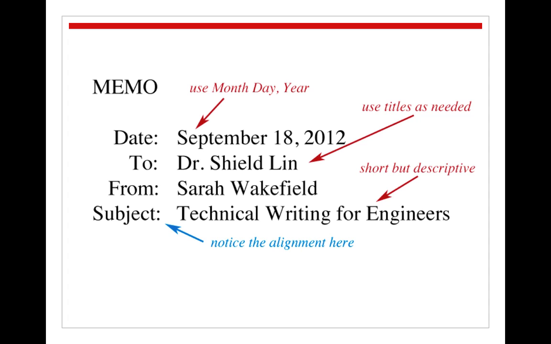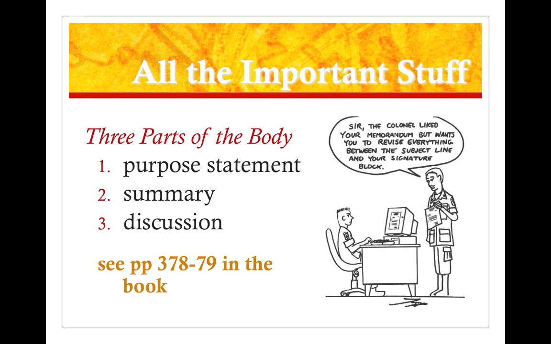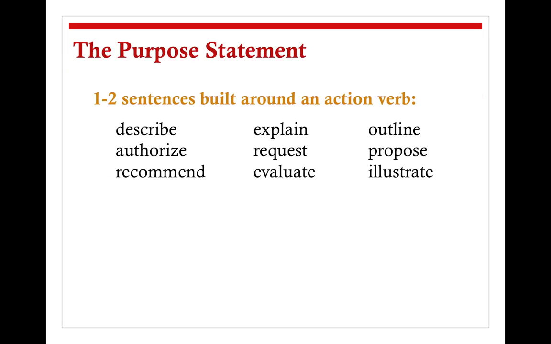Once you've done your heading block, it's time to move on to the body of the memo. It starts with a purpose statement, then you have your summary, and finally your discussion. Please refer to pages 378 and 379 in the book for this. But really quickly, your purpose statement is just 1 to 2 sentences, and you want to use an action verb.